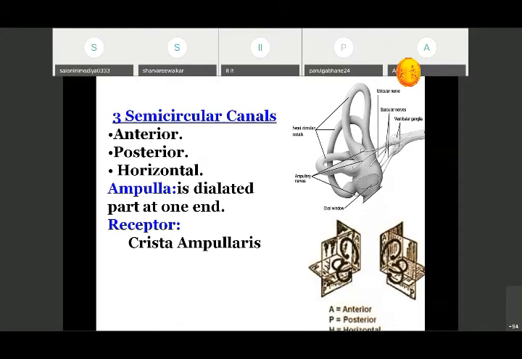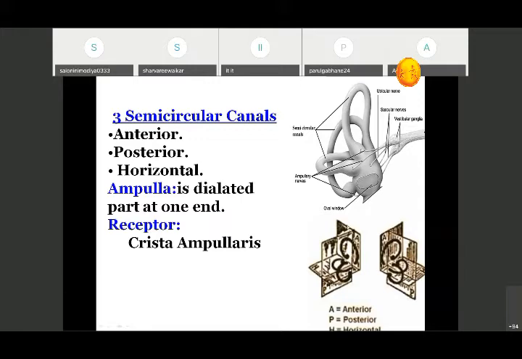Now the semicircular canals. These are C-shaped canals, three in number: the anterior, posterior and horizontal. The arrangement of the canal is such that at one end there is a dilatation, and this dilated part is called the ampulla of the canal. So there are three ampullae, and the canals are present in such a way that they are perpendicular to each other.